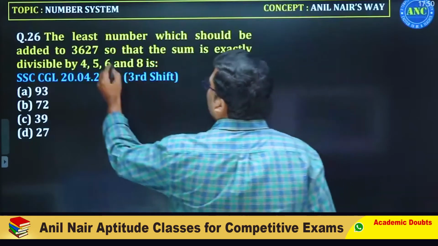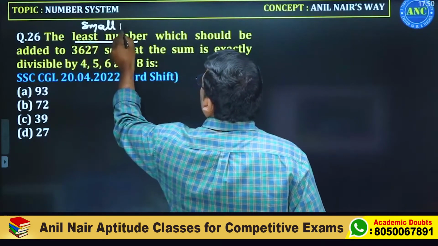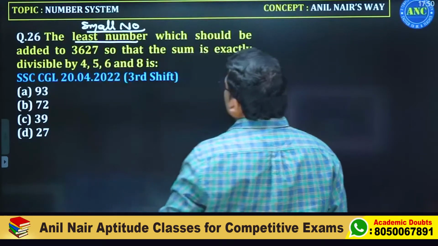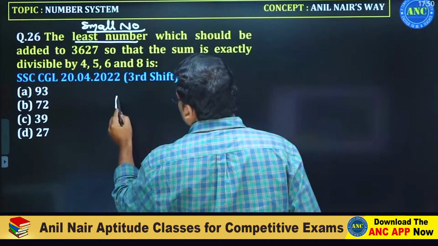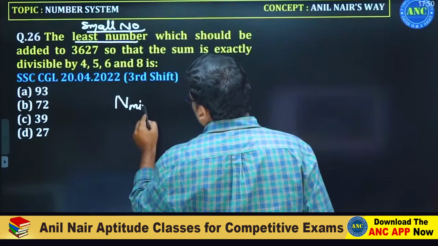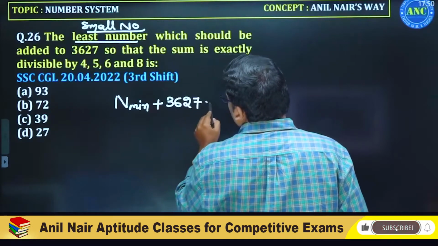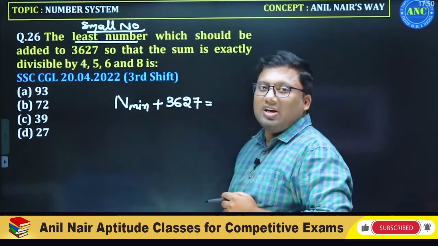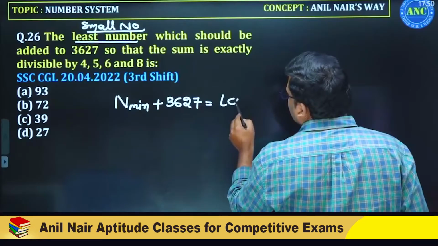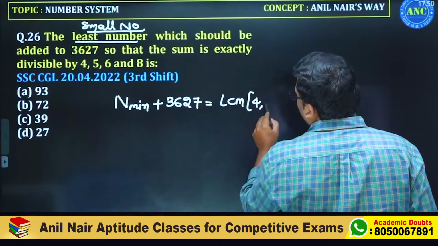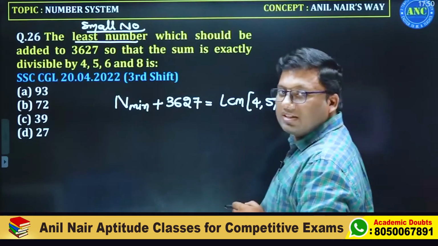The least number, smallest number. I want the smallest number which should be added to 3627. So there is one smallest number, n minimum value, that should be added to 3627 such that the sum is exactly divisible by 4, 5, 6 and 8.